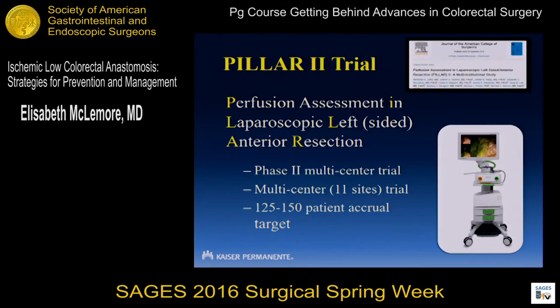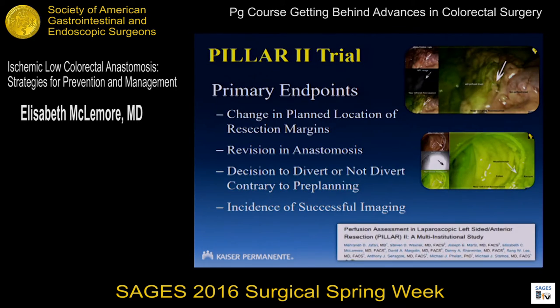So the first trial is not randomized, but multi-center. And it took just proof of concept. Is it feasible? What are the results? What is the leak rate in a multi-center fashion? And we really just looked at the changed plan location of resection. Did that impact the change using the near-infrared imaging? Did we revise the anastomosis based on the findings? And did you divert or not divert based on your findings? And was that different compared to what your preoperative plan was?